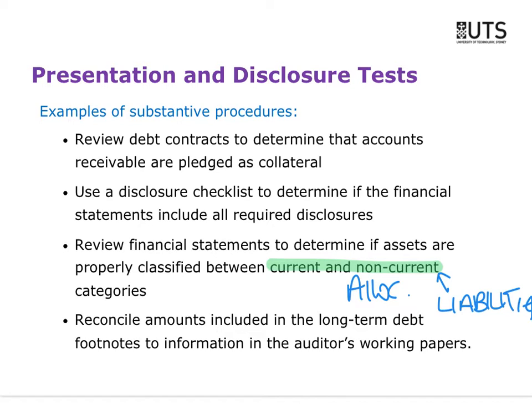So current liabilities are those liabilities that need to be repaid in the next 12 months. Non-current liabilities are ones that take longer to pay. And quite often, a company might try and shift current liabilities into non-current.